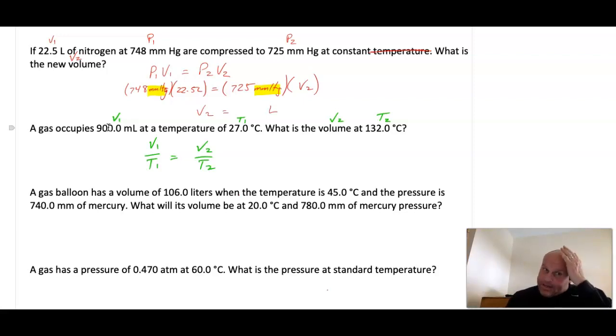Okay, remember the one thing to add here is my temperatures, while they're listed in degrees Celsius, that's how they were recorded, I must first convert them to Kelvin before I plug them into the expression. So 273.15 plus 27.0 to get my temperature values in Kelvin before I plug them in.